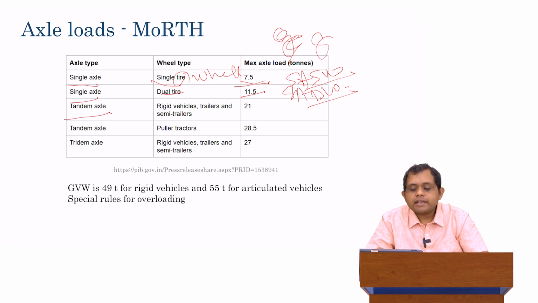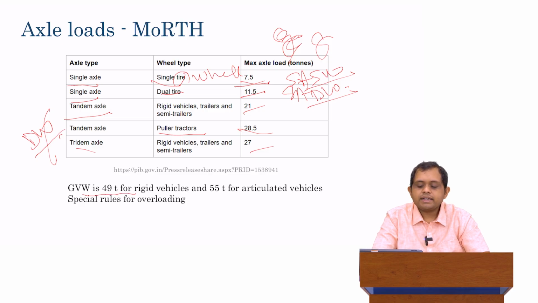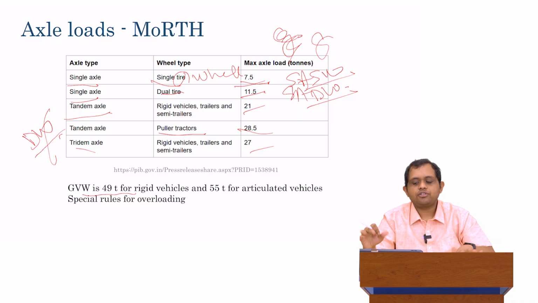Tandem axles and tridem axles are almost always dual wheel, so that's why it's not written explicitly. Tandem axles on rigid vehicles, that is those which don't have a detachable trailer, can carry a maximum of 21. Tandem axles on tractor-trailers, where the tractor and trailer are completely separable, have 28.5. Tridem axle, 27. And the maximum gross vehicle weight specified in India is 49 tons for rigid vehicles, where you can't separate the tractor and the trailer, and 55 tons for articulated vehicles.